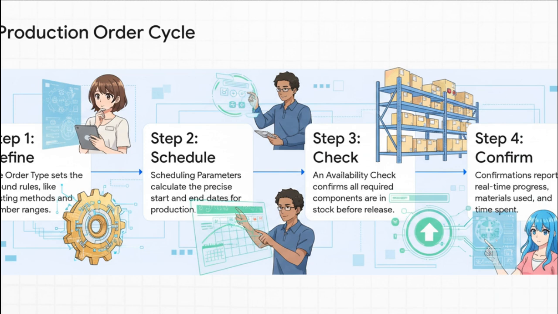And this next part is a really big deal. Before anything actually happens, an availability check confirms that all the parts you need are actually in stock. Finally, as the work gets done, confirmations are used to report back to the system, recording real-time data on what was used and how long it all took.